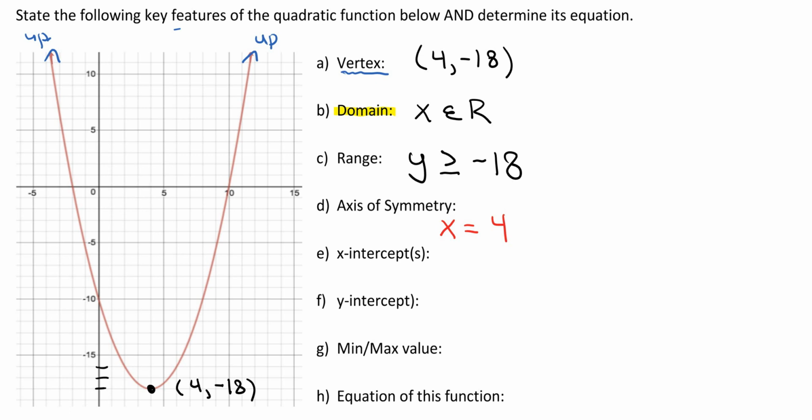X-intercepts. All right, hopefully this one's not too bad. We can look at the graph here. We have an x-intercept here at (10, 0). So (10, 0) is our first x-intercept, and we have another x-intercept over here at (-2, 0).